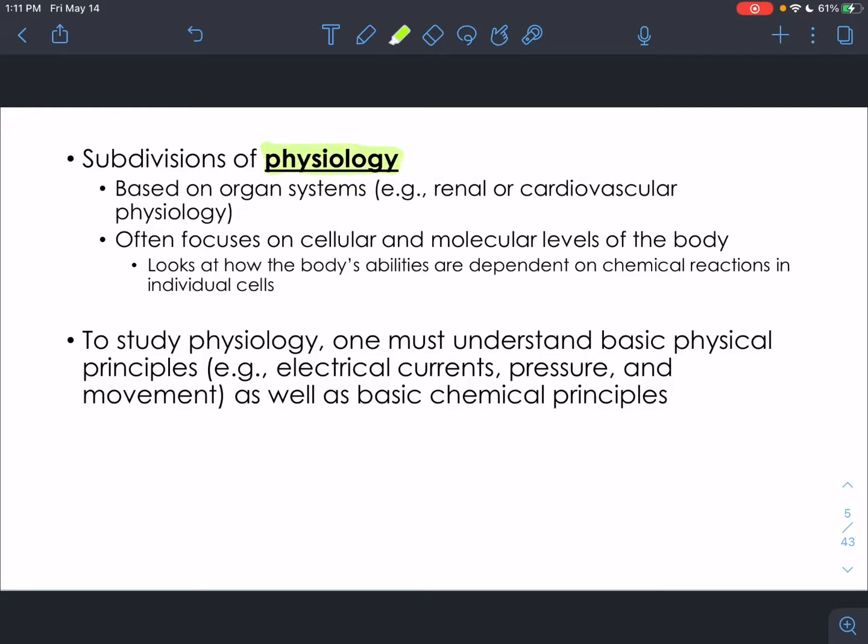All right. Physiology, like I said before, is the study of the function of different parts of the body. Typically, we look at this in organ systems, right? So you're looking at the nervous system or the cardiovascular system and figuring out how the cells of that system function together to perform a specific task, okay? It's often going to focus on the cell and molecular level of the body, so that microscopic anatomy, because a lot of the ways these things function is happening on a very, very microscopic level, right?